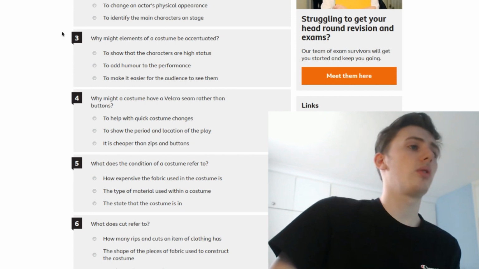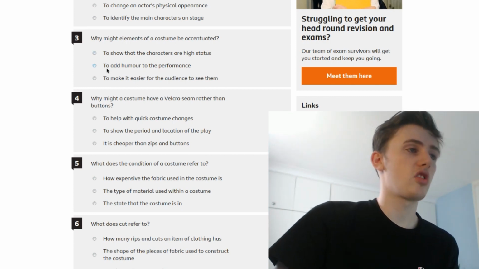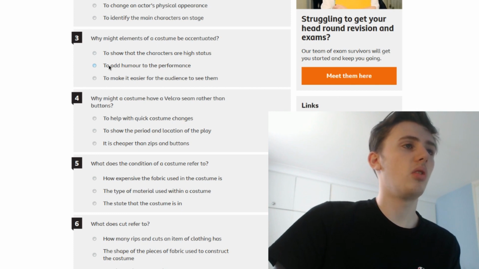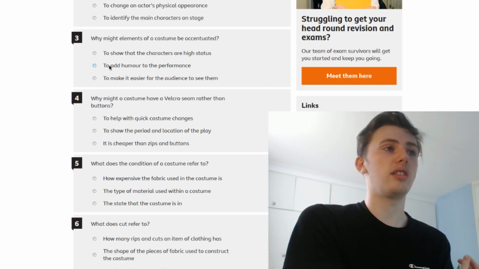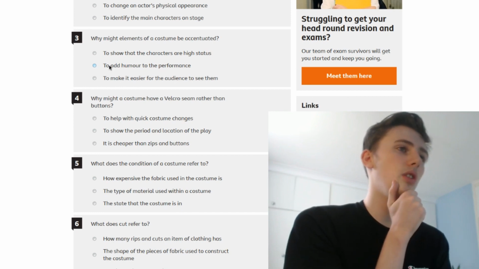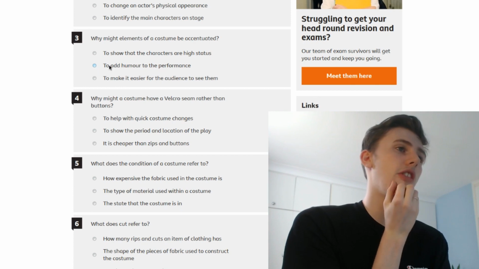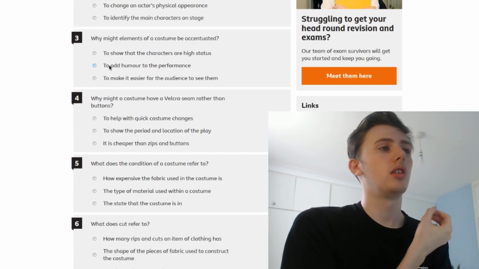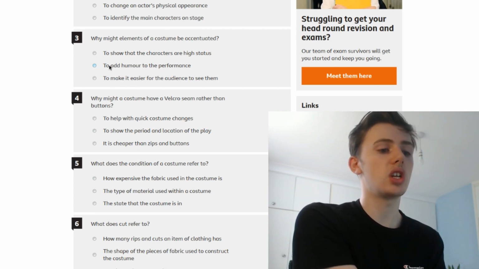To show that the characters are high status, to add humour to the performance. What, you're over-exaggerating the costume. Maybe that'll make it funny. To make it easier for the audience to see them. Oh, this is hard. They're all very plausible. To show that the characters are high status. Like, for example, if you had someone who's rich in a play.